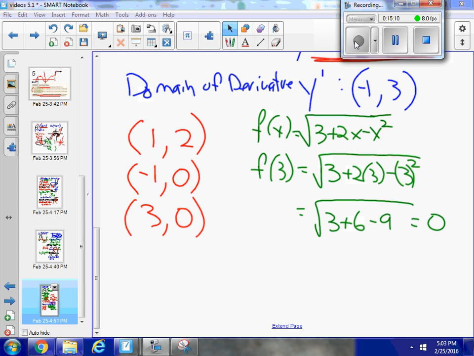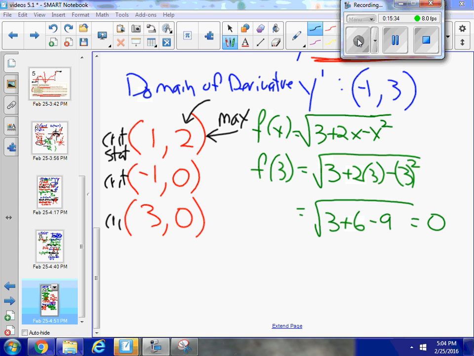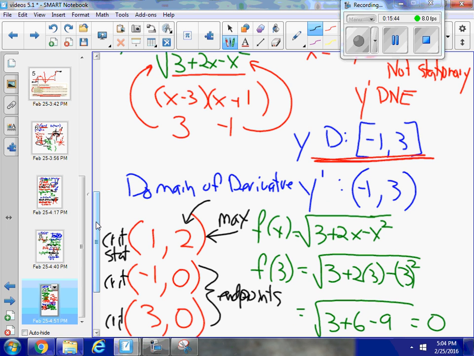And I can see right off the bat that this one right here is going to be a maximum, because my y value is the highest of all the points. So this is critical and stationary. This was just critical. These were also endpoints, because our domain of the function was this right here.